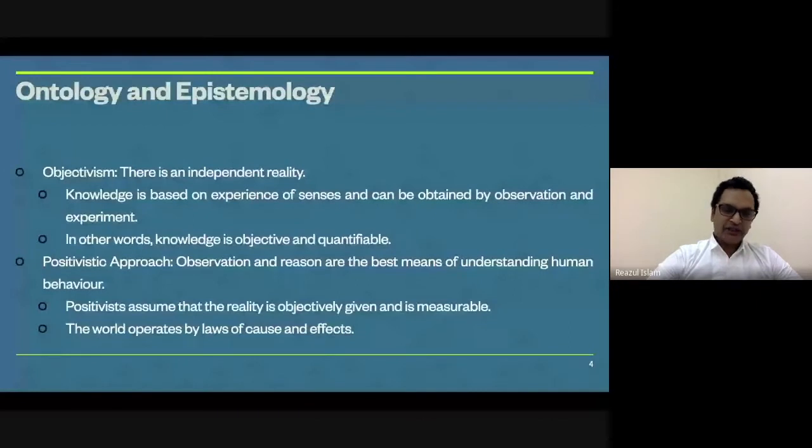So in a nutshell, it believes in independent reality and in experience and sense. And it also believes in measurability, that things can be measured and things are interrelated under the law of cause and effect.